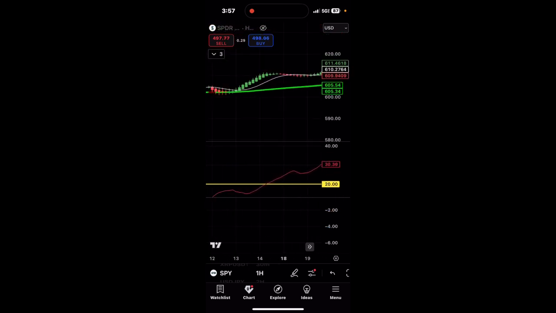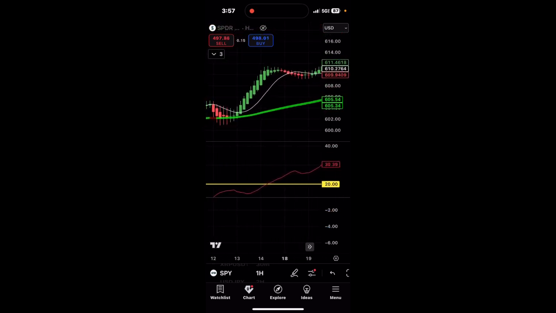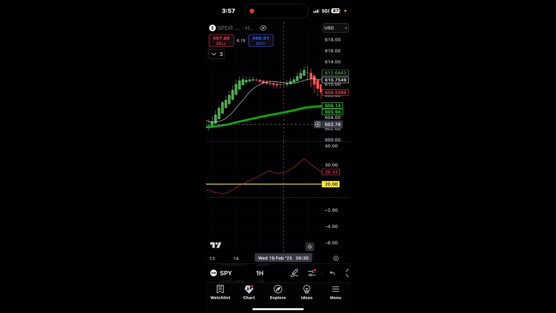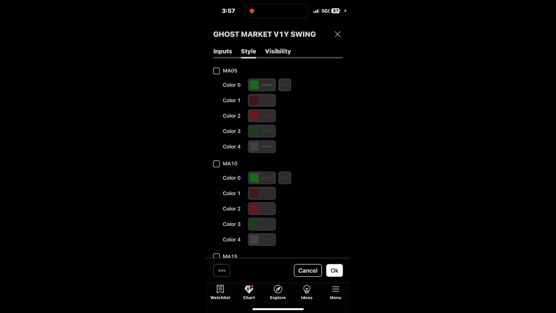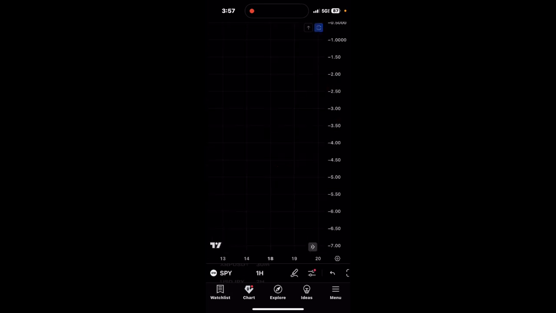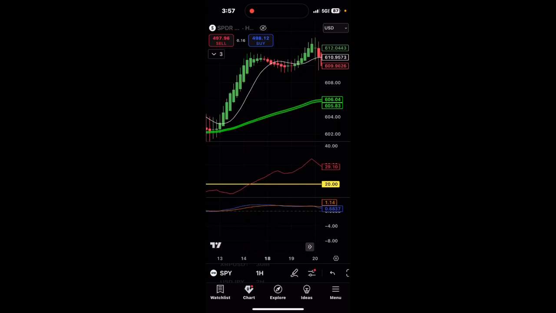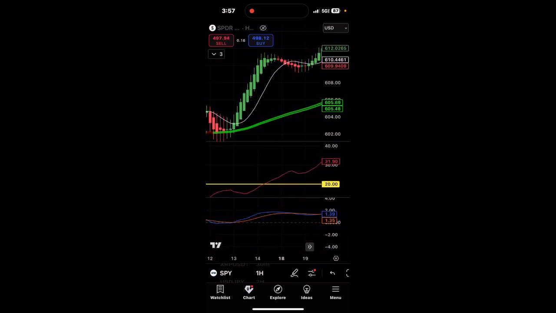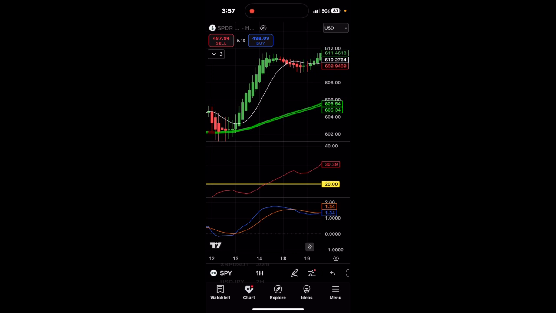Okay, so the last time it crossed was right here. So you would enter your trade, but before you enter, you want to double check a couple things. You want to look at your MACD. And you want to look, okay, so it's crossed right here.